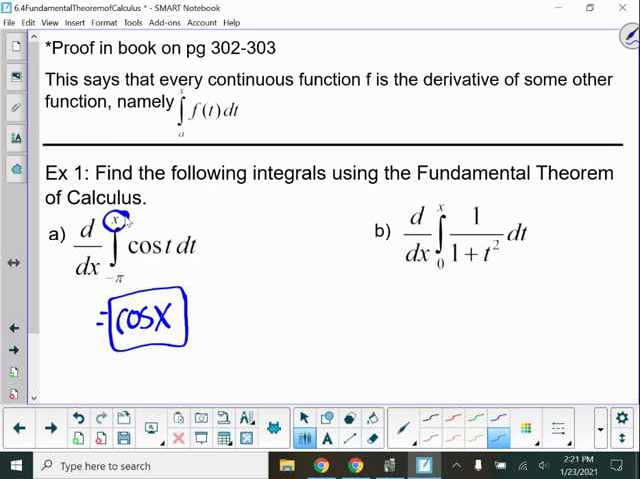Part B, again, I'm going from a constant to a value. Take the derivative of the integral, they undo each other. You end up with 1 over 1 plus x squared. Notice I'm just replacing the t with the x. So that starts off pretty easy, but then we have a few other things that are going to happen that we need to be aware of and look at.